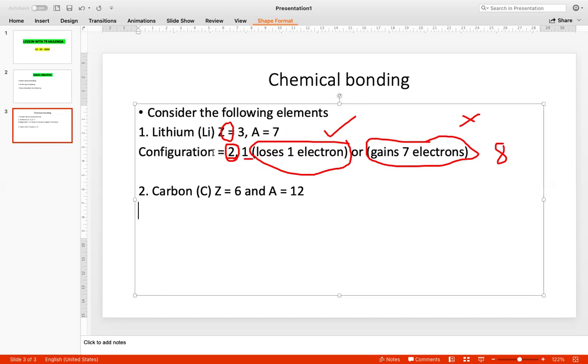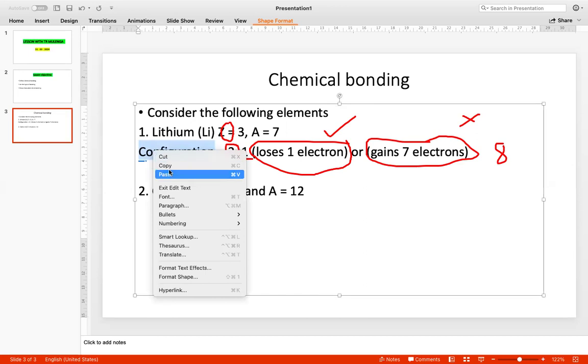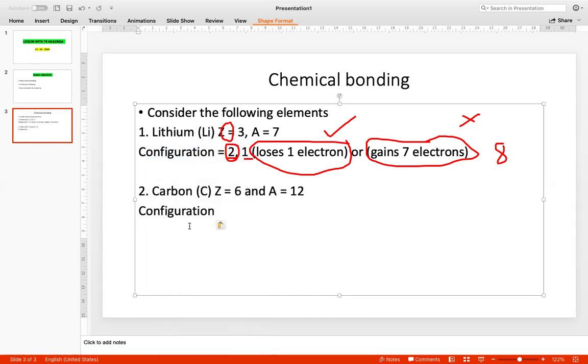The electron configuration: how will we place these electrons in the shells? There are 6, of course. So the first shell will get 2. Now, because there are 6, the last shell will have only 4. Now, what does it mean? The last shell should have 8. It's got 4. So it either loses the 4 electrons that it already has, or it gains 4 electrons.